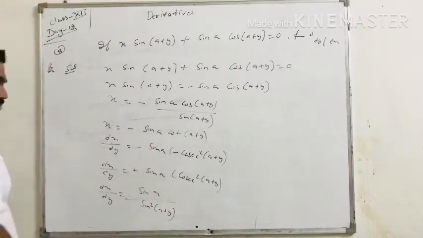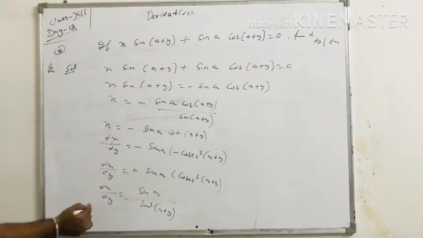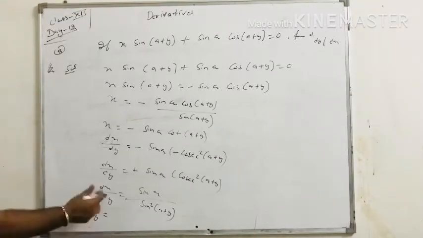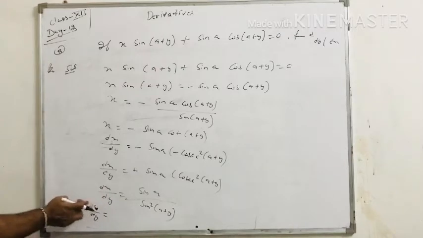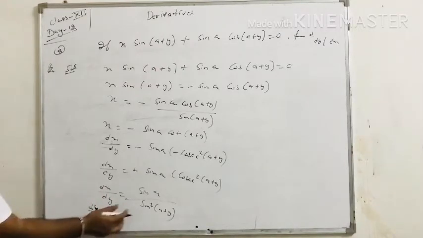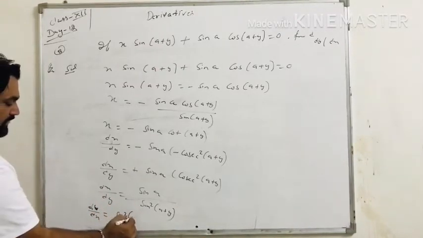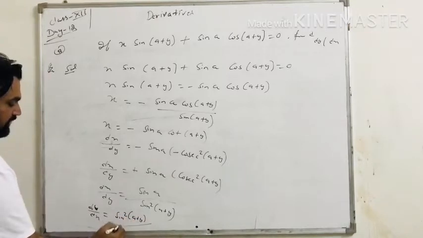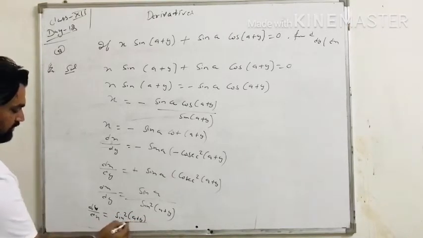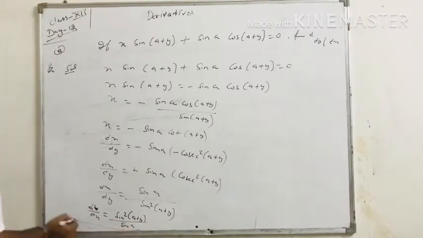But we have to find the value of dy upon dx. So just change the values. dx upon dy becomes dy upon dx. This becomes sine square a plus y upon sine a.